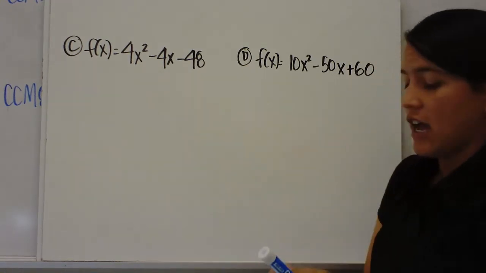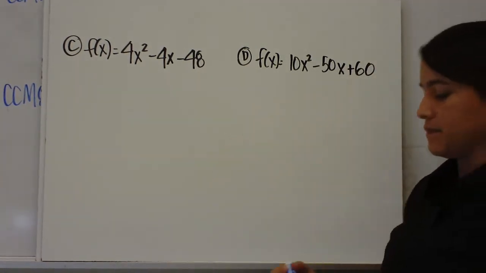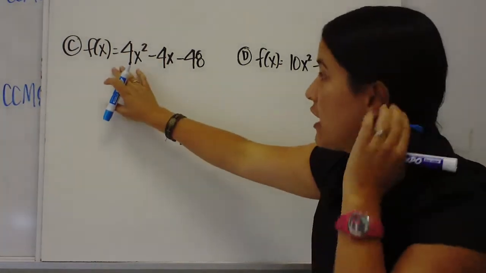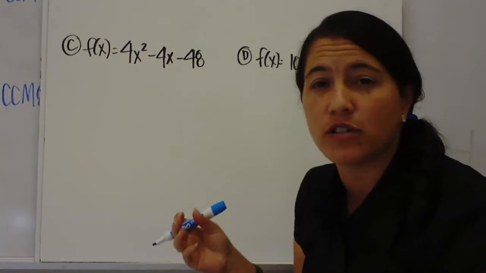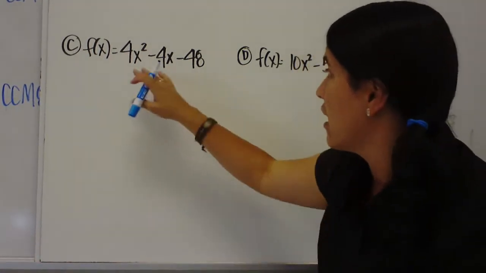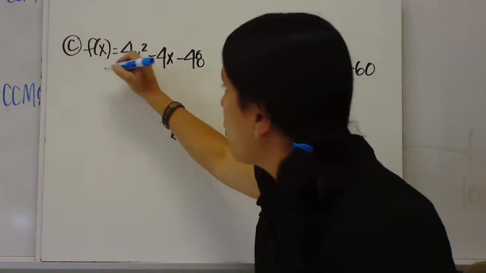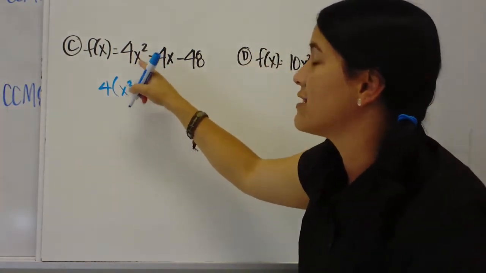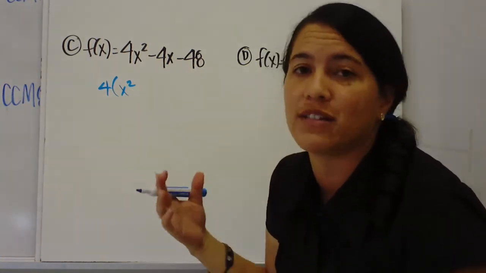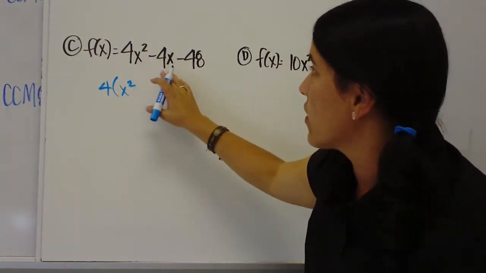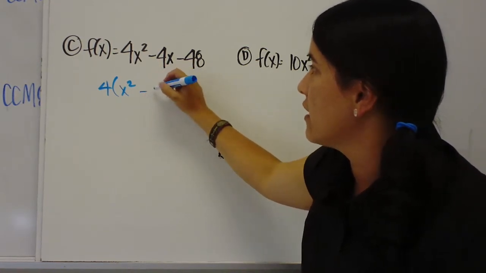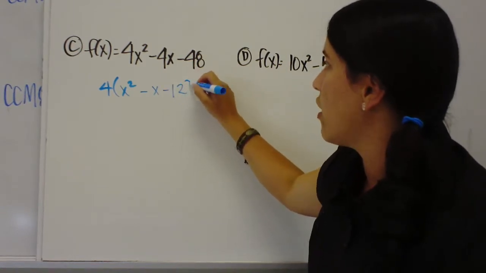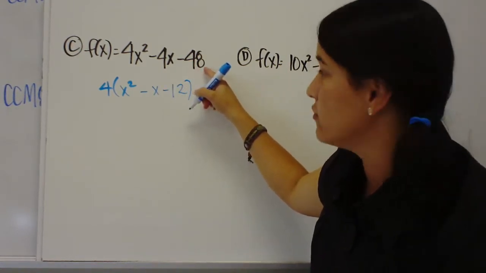All right, this example, we look at it, and you should notice that the value right here is not just x squared. We have a number in front. So first, let's see if we can factor anything out. And what will go into all of these is a 4. So we are going to factor out a 4, which means we're going to divide them all by 4. So we're left with x squared. This would be a negative x, because 4 divided by 4 is 1. And this would be a 12, because 48 divided by 4 is 12.